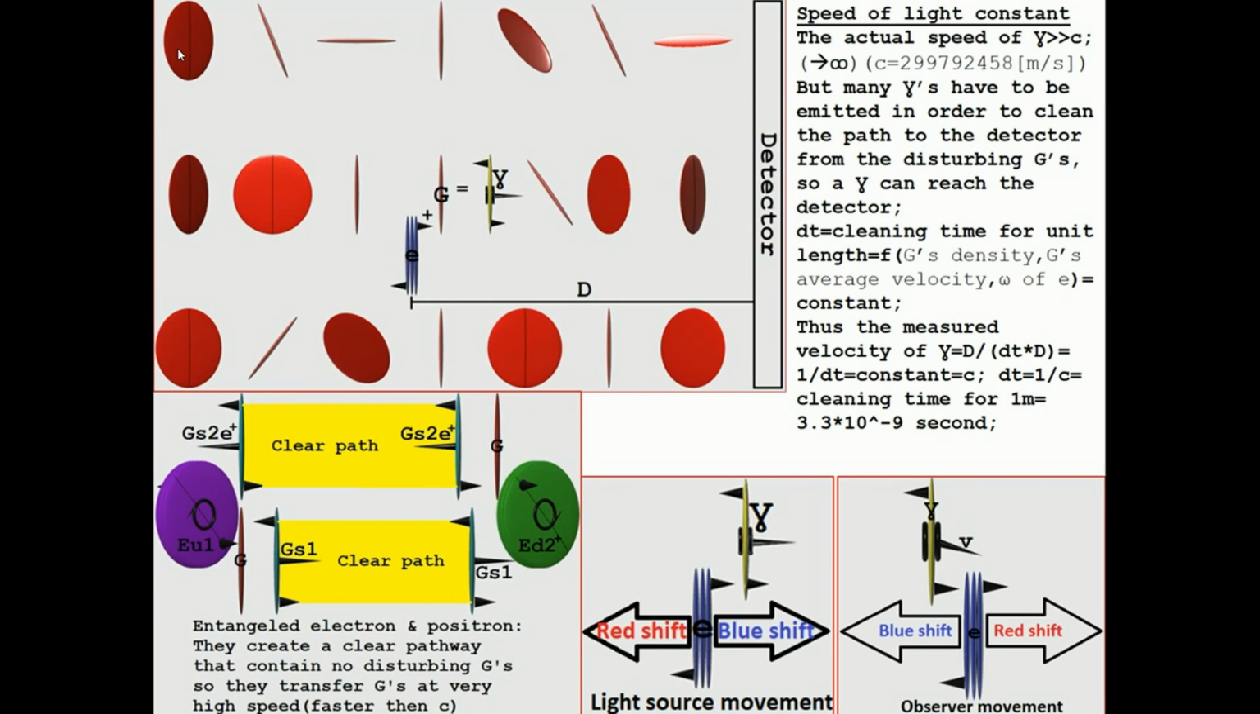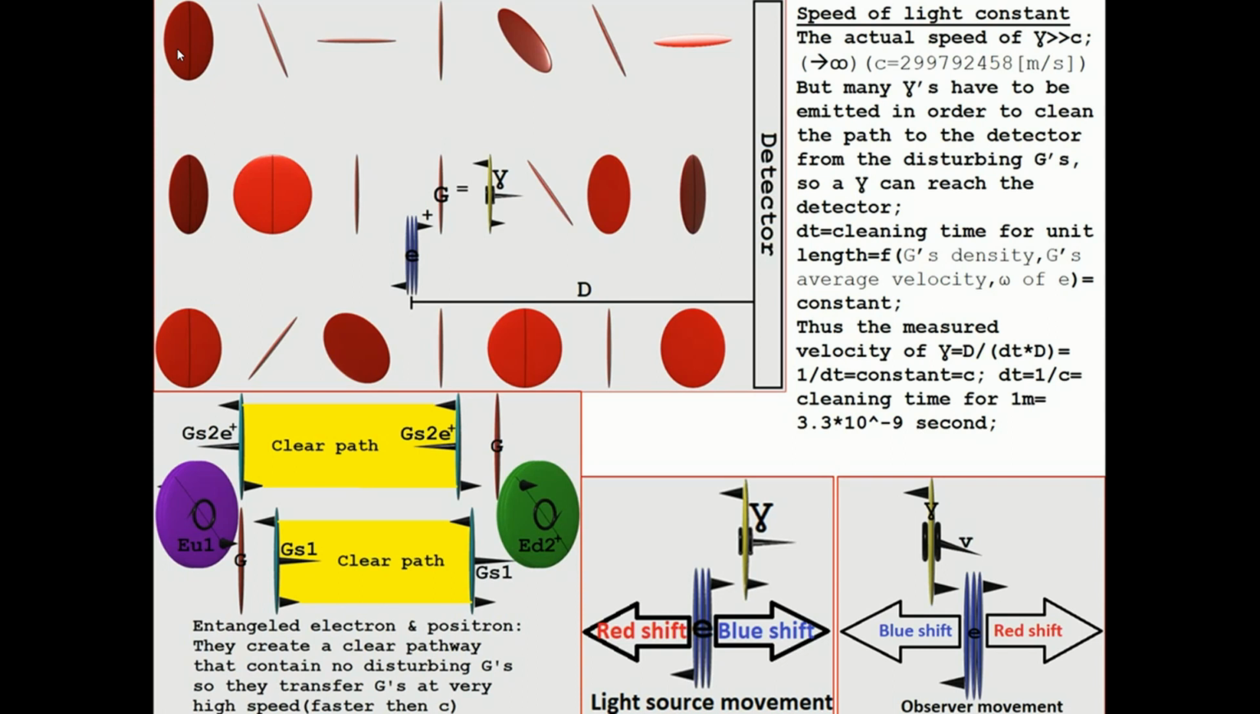Let's define delta t as the cleaning time for unit length. We can see that it's a function of the g particle density, the g particle average velocity, and the angular velocity of the electron. Therefore, it will be constant in the universe. And therefore, the measured velocity will be the distance to the detector divided by delta t times the distance. So it will be 1 over delta t, which is also constant. So we can calculate the time it takes for an accelerated electron to produce photons that will clean 1 meter of length from disturbing g along the pathway to be 3 times 10 to the minus 9 seconds.